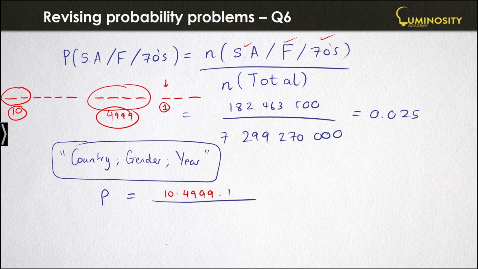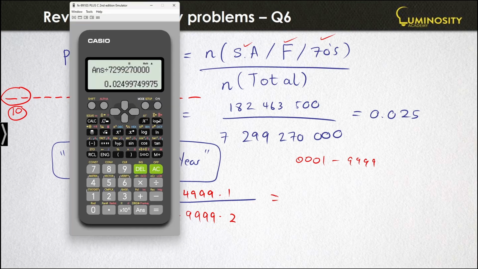Then the general case is any country, which could be 0 or 1, so there are 2 options for the country. Then it could be any gender, so from 0001 to 9999, there were 9,999. And for year, it could be any year, and we saw that there were 100 possibilities. If I do this calculation now, does it give us the same answer? Let's check. In the first case, it's 10 times 4999 times 1, and in the bottom case, it's 100 times 9999 times 2. And we can see we get exactly the same answer.